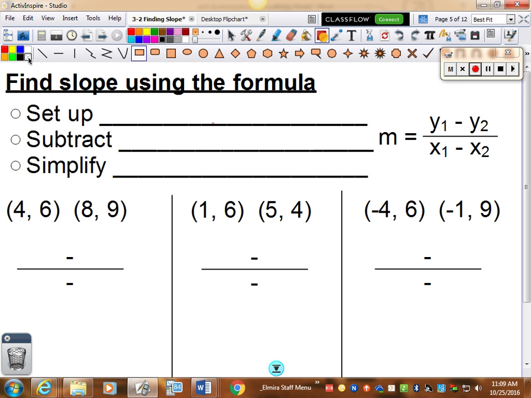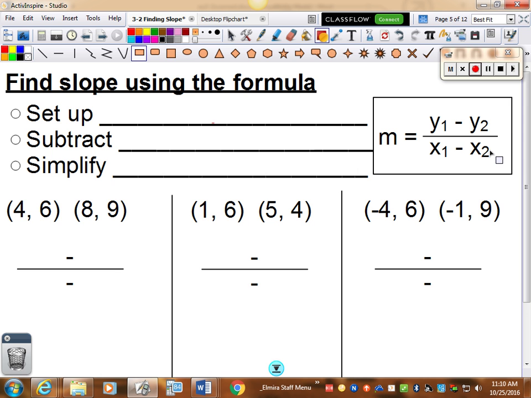Let me put a box around it here. This is your slope formula. What it says is the slope is equal to a big long fraction with a subtraction sign on top and a subtraction sign on the bottom. It says if you take the y values and subtract those on top and the x values and you subtract those on the bottom, you've made your slope fraction.